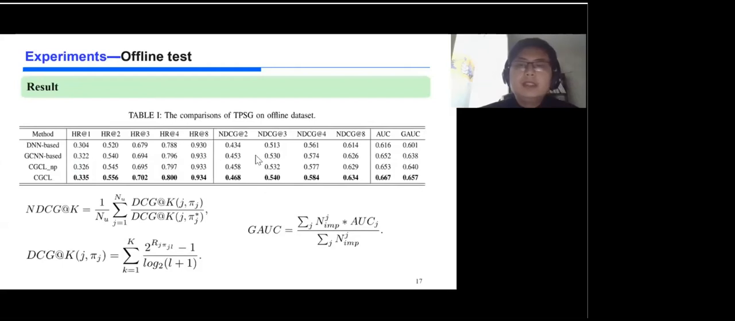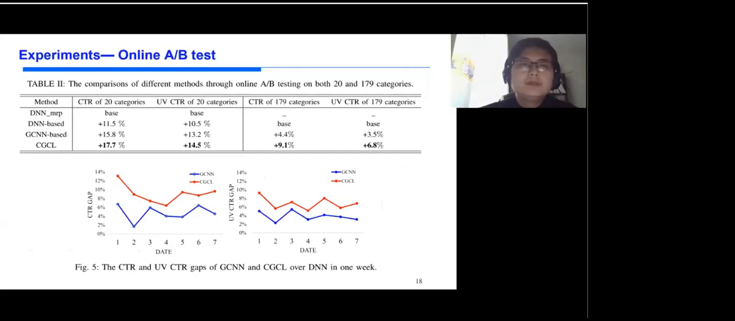So from the table, we can see that on all 4 metrics named hit ratio, NDCG, AUC, and GAUC, our CGCL achieves the best performance. To test the practical performance, we deploy our framework as well as the baseline methods on Taobao platform to perform online A/B test. Based on CTR and UV-CTR metrics, our CGCL model achieves the best performance. And furthermore, Figure 5 shows that the performance of our CGCL is persistently higher than those baseline methods.